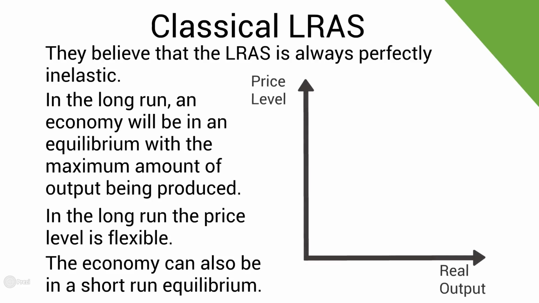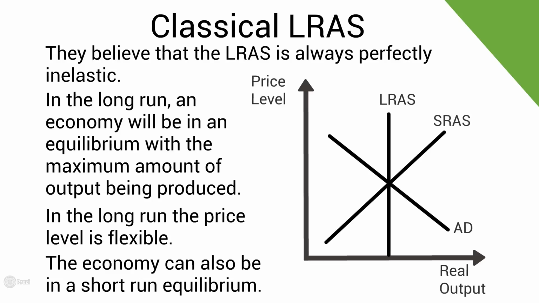So here we have an example diagram. We've got the price level and real output as our two axes. You can see from the diagram that the long-run aggregate supply is perfectly inelastic and points upwards. We can also see that SRAS has been plotted and aggregate demand has also been plotted. At the long-run equilibrium, the price level in this market will be PL, and the level of output will be the maximum amount of output, which is Y.